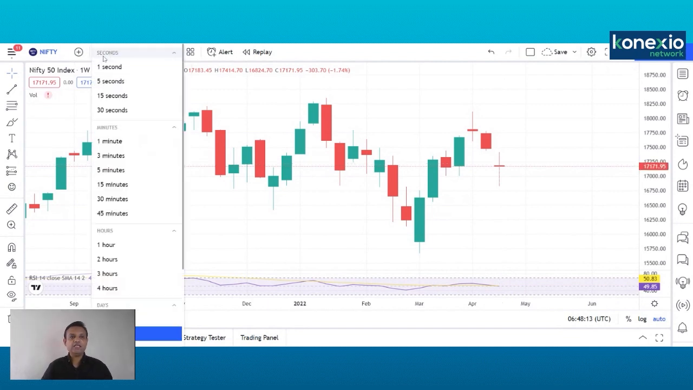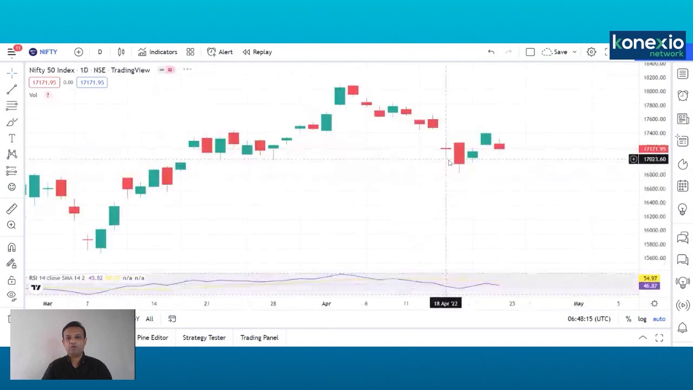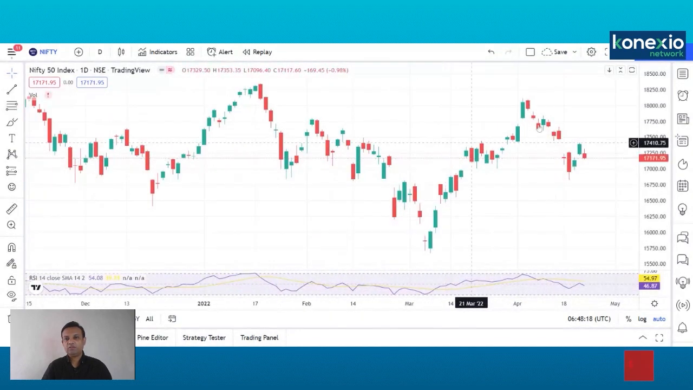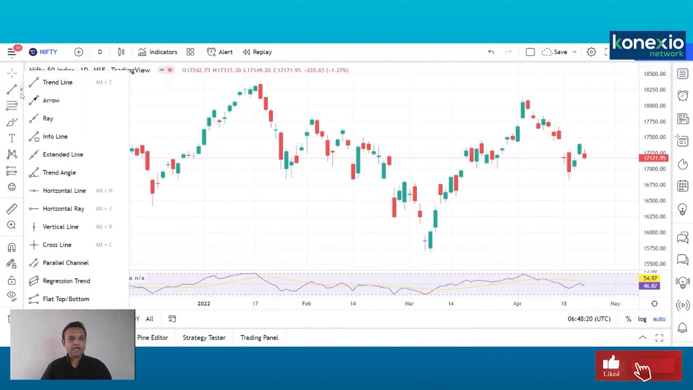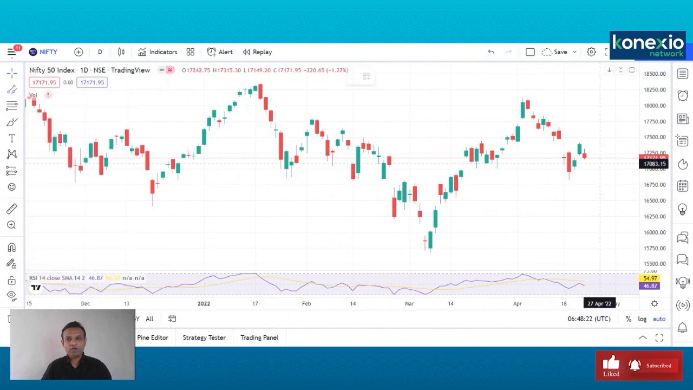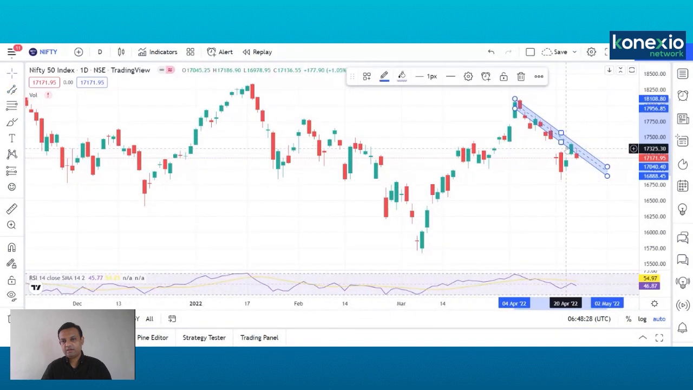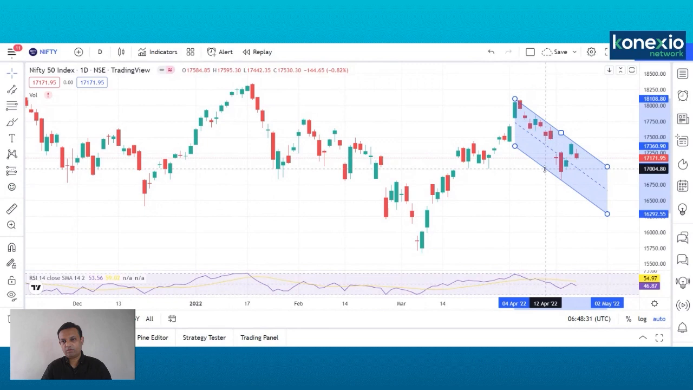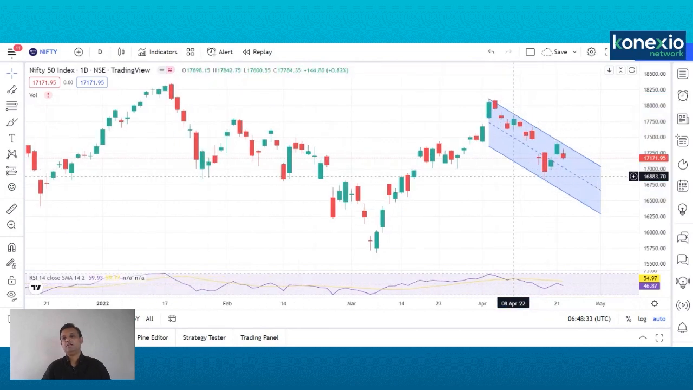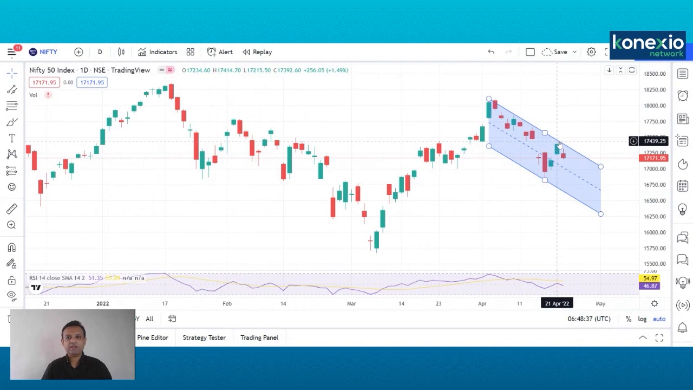Now let us come to the daily chart of the Nifty, and we will figure out what pattern we have seen. Now this is the daily chart. I have observed a falling parallel channel, which we mentioned in our last video also. This is the channel which has been formed on the Nifty daily chart. Now you can clearly see it took resistance around the higher resistance line, and it has started correcting.